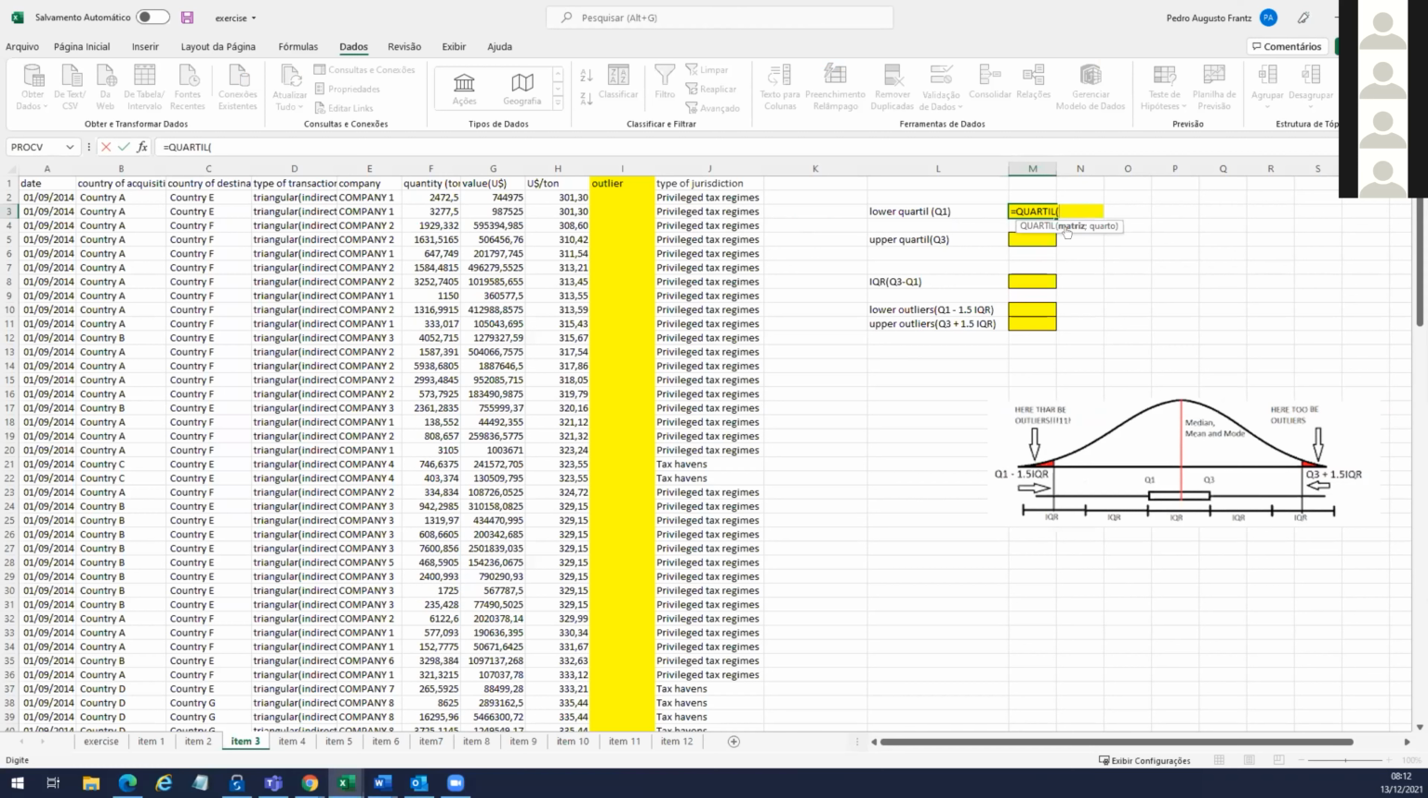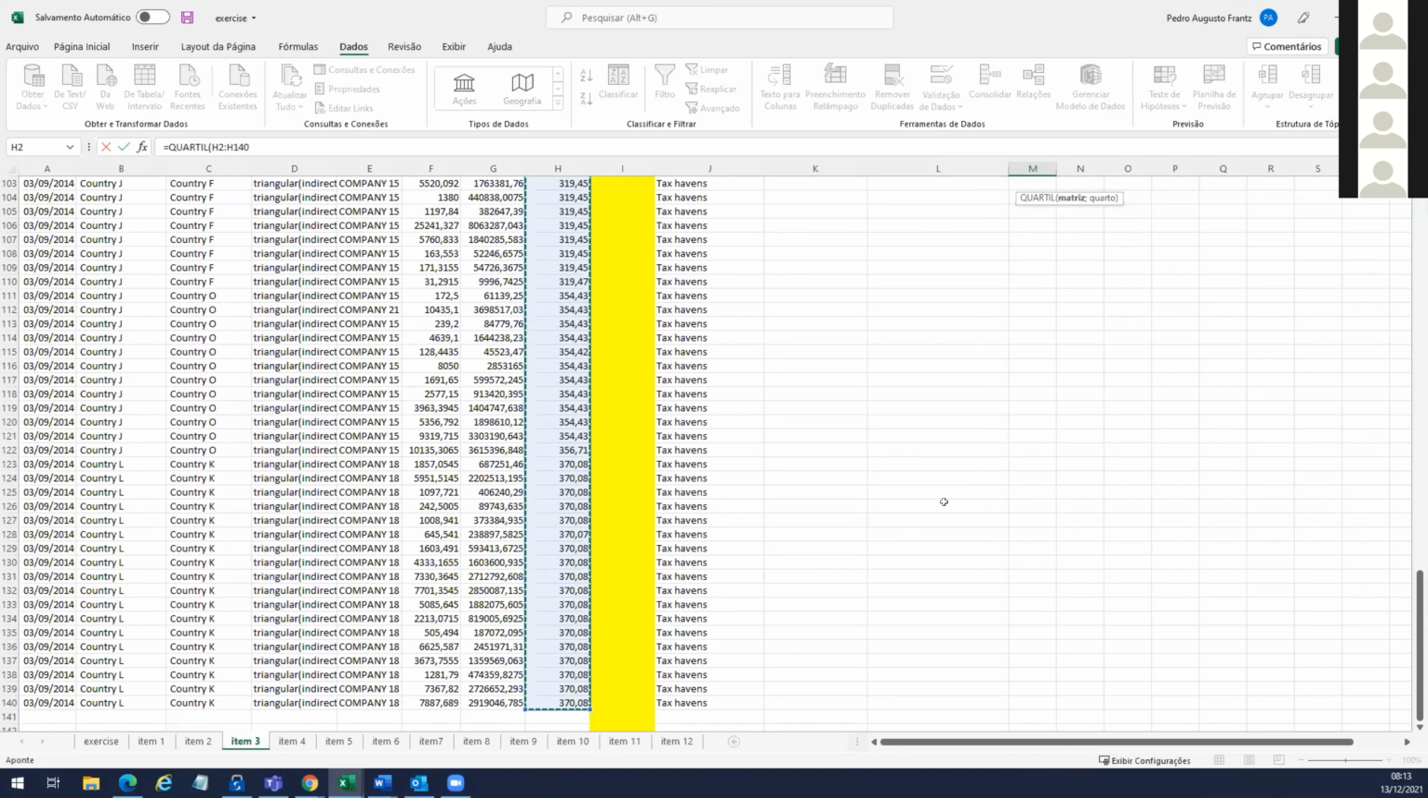First of all, it asks me for the matrix. The matrix is our entire database. Then I select the prices, because I need to drop the outliers of the prices. Then I will select all the prices. Okay. Semicolon. And then it asks me which quartile I want. I will choose first quartile. Here it is primeiro quartile in Portuguese, but in English it is first quartile. I close the parentheses. And here it is. This is the first quartile.